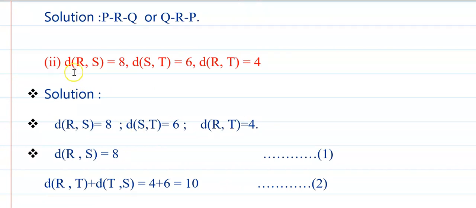Now the second one: distance RS is equal to 8, distance ST is equal to 6, and distance RT is equal to 4. It's clear that if we add any two distances, they are not equal to the third distance, and therefore the points are not collinear. If we add any two distances and it is not equal to the third: 8 plus 6 is 14, which is not equal to 4; 6 plus 4 is 10, that is not equal to 8, and in this way the points R, S, T are not collinear.